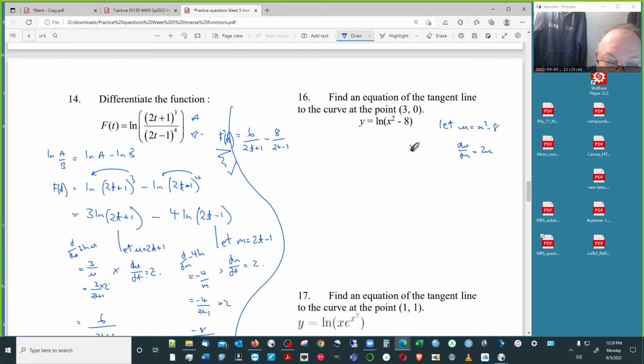And y was equal to the ln of u. So dy du equals 1 over u, there's your chain. So y dash will be equal to 2x over x squared minus 8.